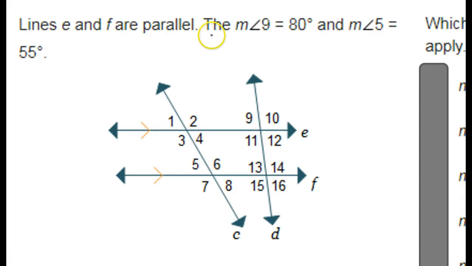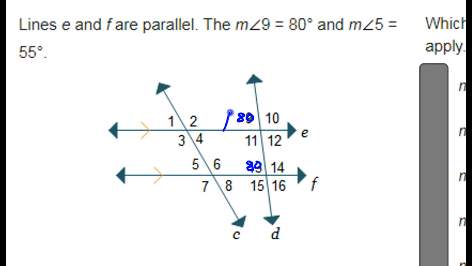Okay, we're told that the measure of angle 9 is 80. So that means this is 80 right here. Now, all of the angles that are in this position are called corresponding angles. So this angle at 9 and the angle here at 13, they are both 80. See how they're both in the upper left hand corner? And this is in the upper left hand corner, so they are both 80.